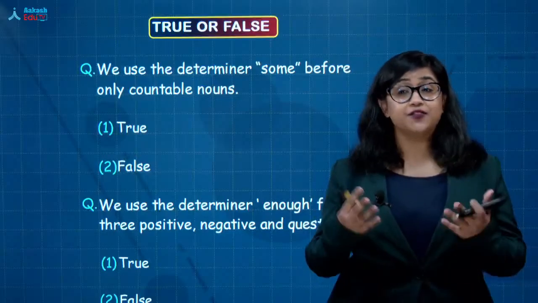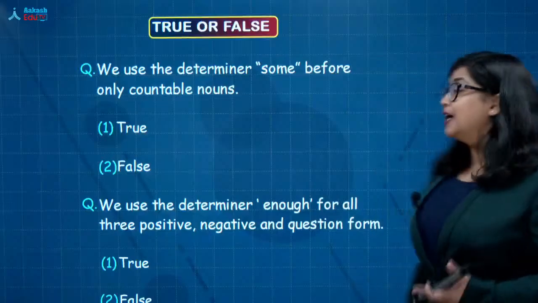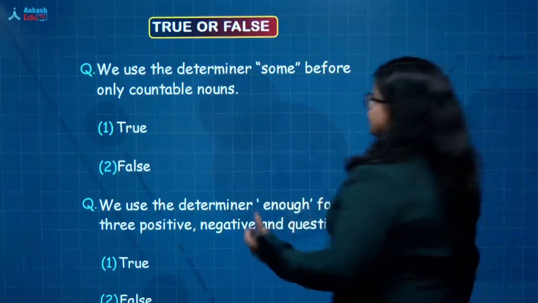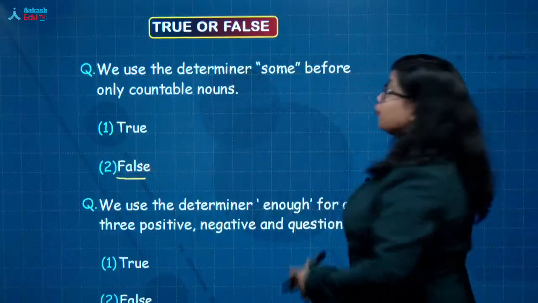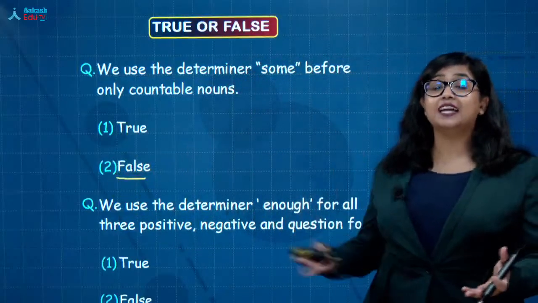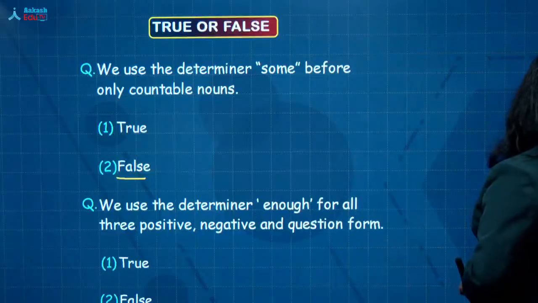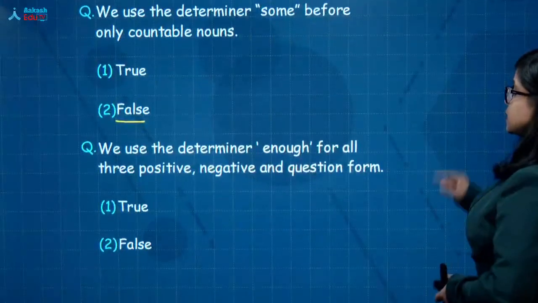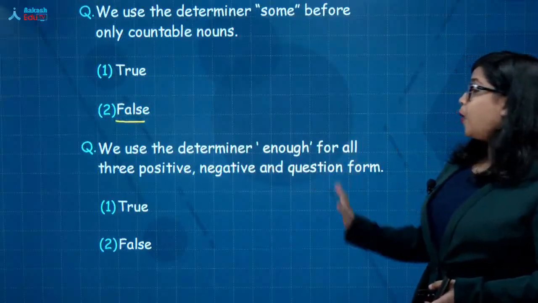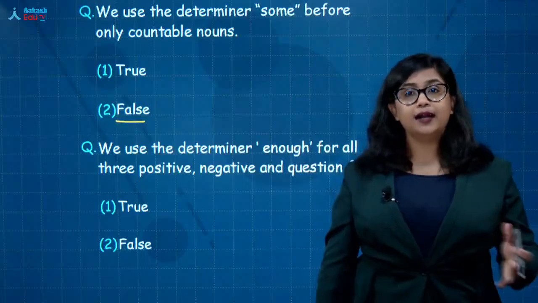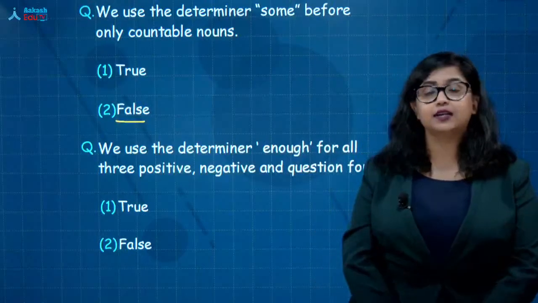Well done guys, excellent job. Yes, this statement is false, right? We use some before both countable and uncountable nouns. Moving ahead with the next question. We use the determiner enough for all three positive, negative and question form. Come on, go ahead, look at the statement and try to guess the correct answer.